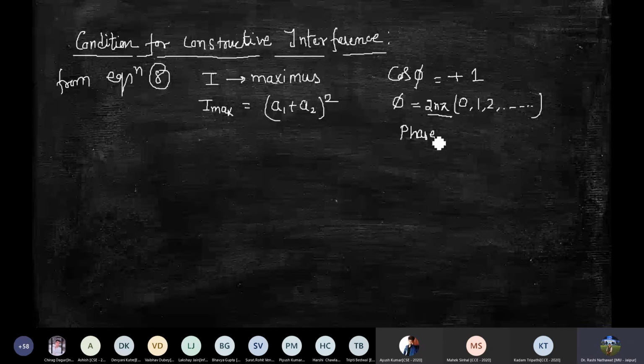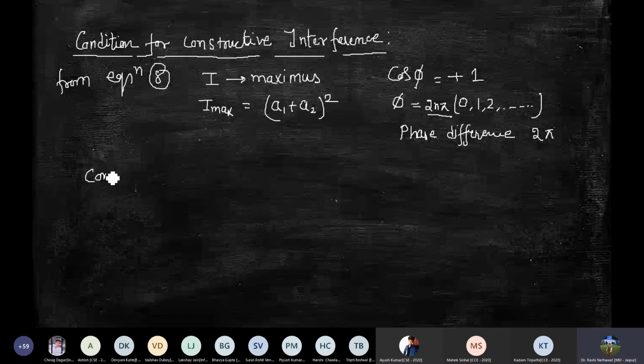I will also explain the phase difference and path difference in the next lecture. The phase difference should be a multiple of 2 pi.